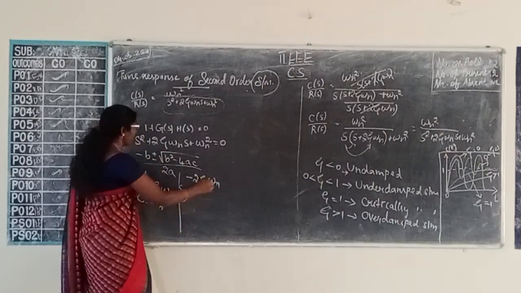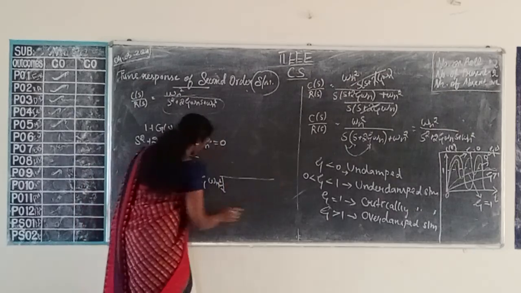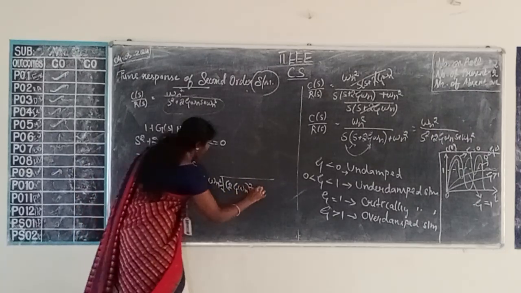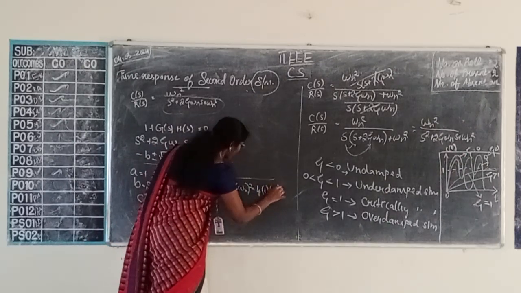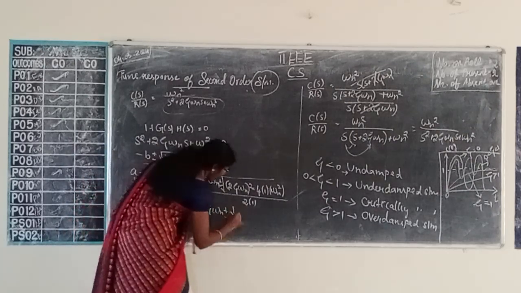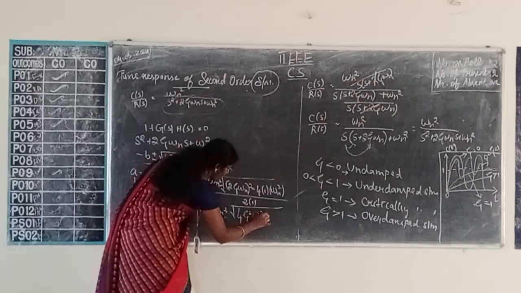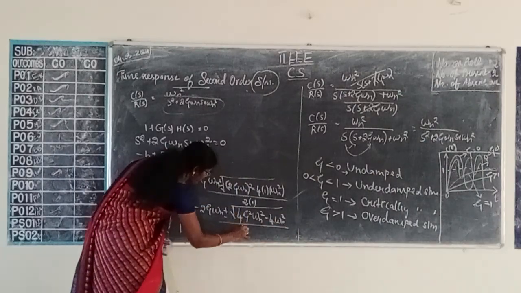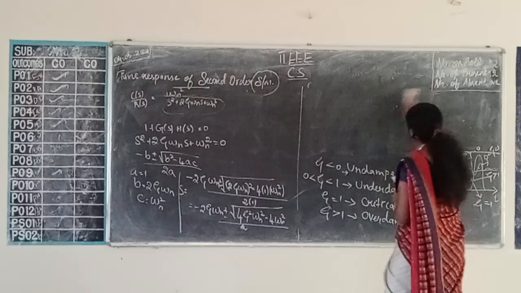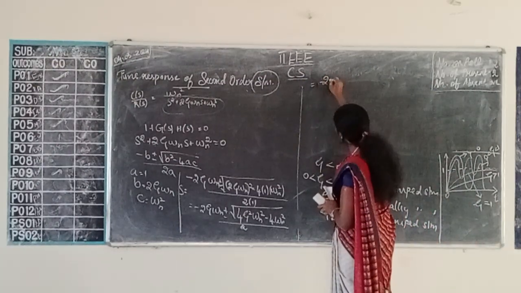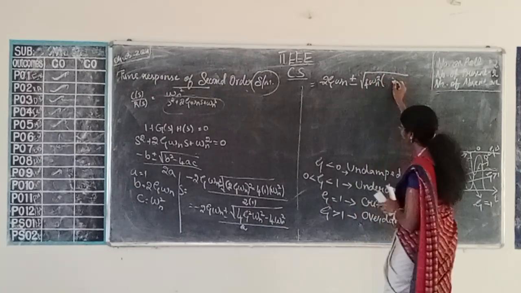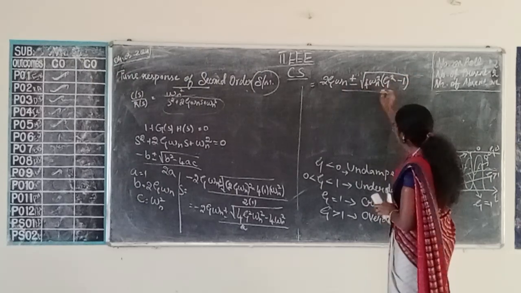Now s is equal to minus 2 zeta omega n plus or minus root of b square, that is 2 zeta omega n whole square, minus 4 into a, which is 1, and c, which is omega n square, divided by 2 into a. So if you substitute, it becomes minus 2 zeta omega n plus or minus root of 4 zeta square omega n square minus 4 omega n square, divided by 2. Inside the root I am taking 4 omega n square as common, so it becomes zeta square minus 1, divided by 2.